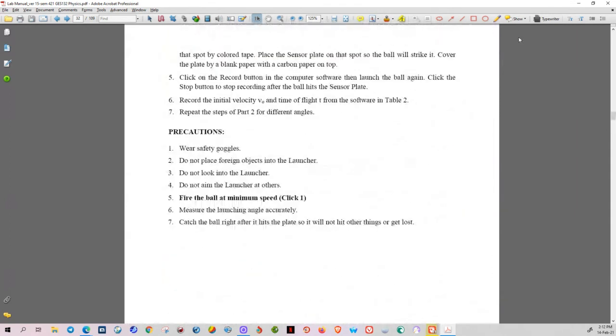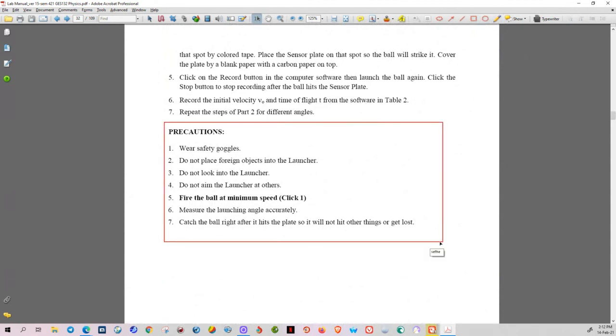Let's go down here. These are some of the precautions, okay? But because you are not doing it in the lab, I will not let you use it. Of course, these precautions are correct, but we didn't use them, okay? Wear safety goggles. If we do the experiment in real life, you have to wear safety goggles.